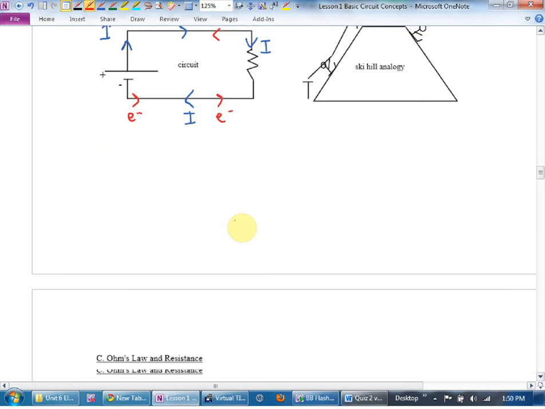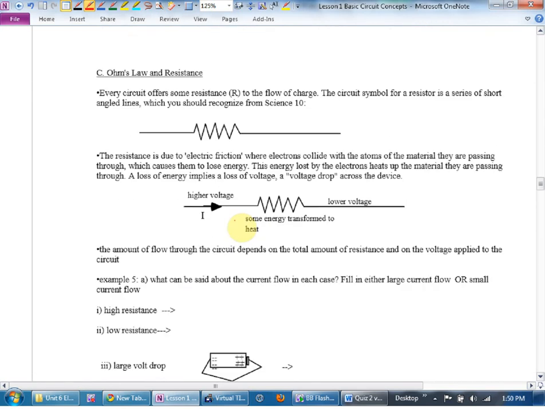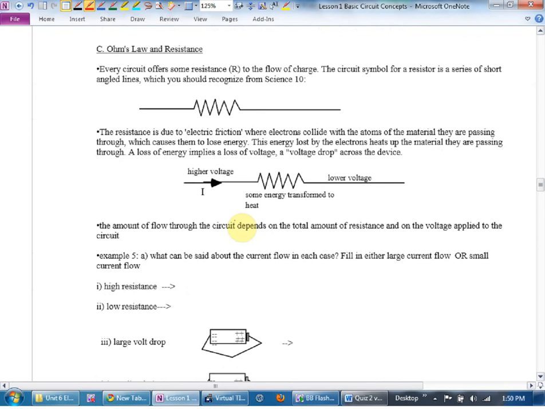C, Ohm's law and resistance. Every circuit offers some resistance, symbol R, to the flow of charge. The circuit symbol for a resistor is a series of short wavy lines, which hopefully you saw in Science 9 or Science 10. When do you do electricity, Science 9 or Science 10?